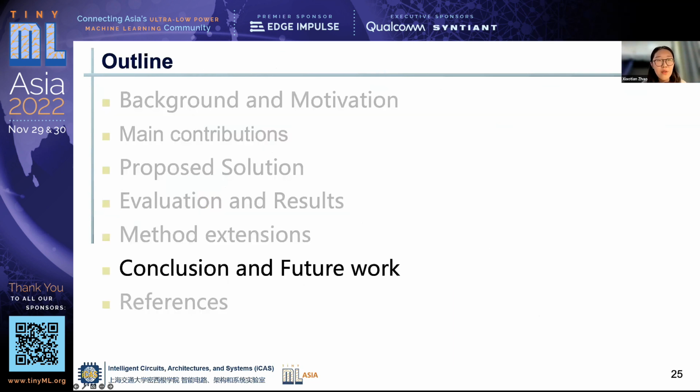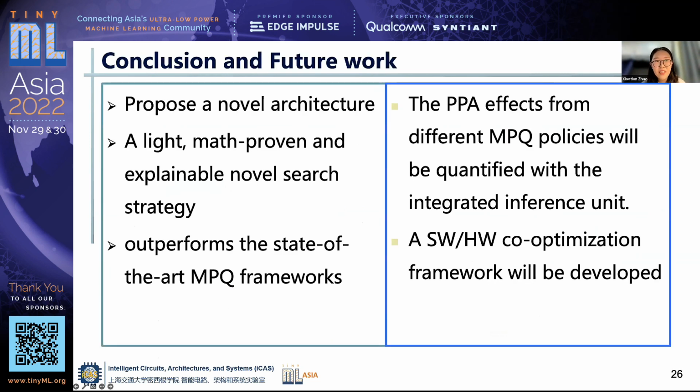Then I will give a quick conclusion and introduce our future work. In our work, we have proposed a new architecture to support mixed precision quantization via tightly integrated inference units. And then we propose a novel search strategy for the optimal layer-wise MPQ scheme. The proposed strategy is light, math-proven, and explainable. It is also worth mentioning that our evaluation results outperform the state-of-the-art MPQ frameworks and can support different AI models.